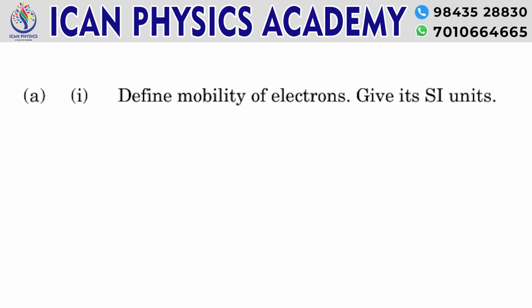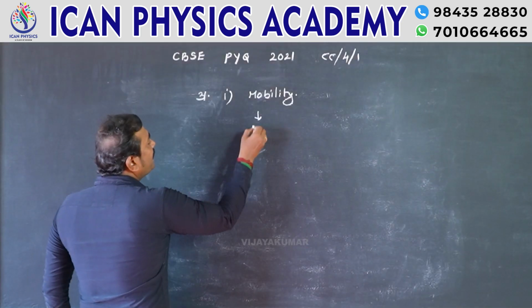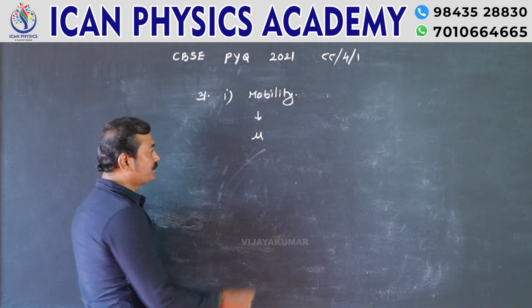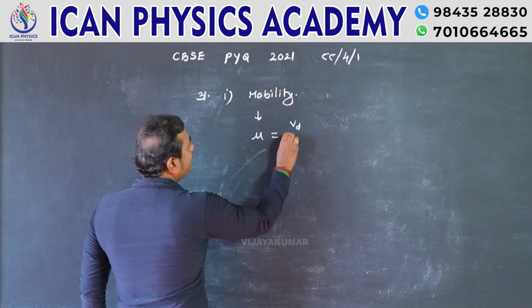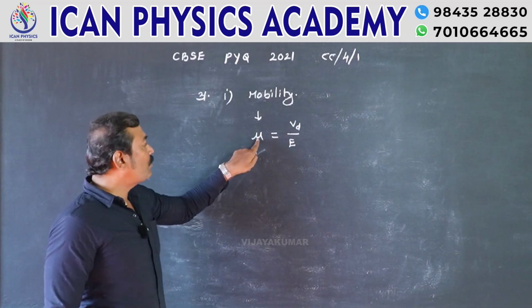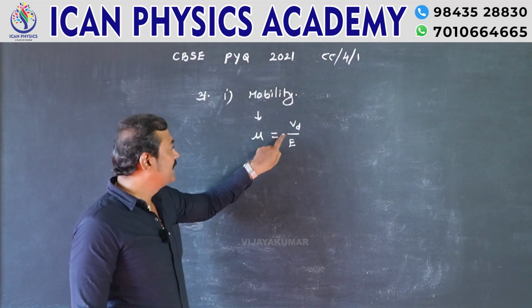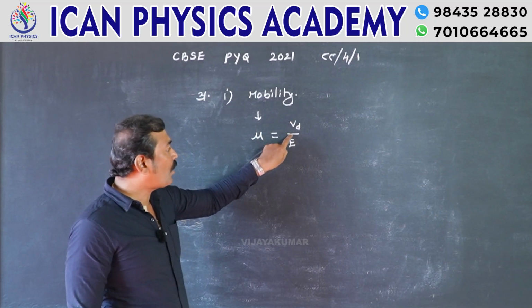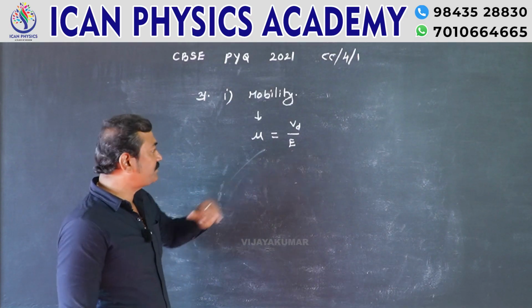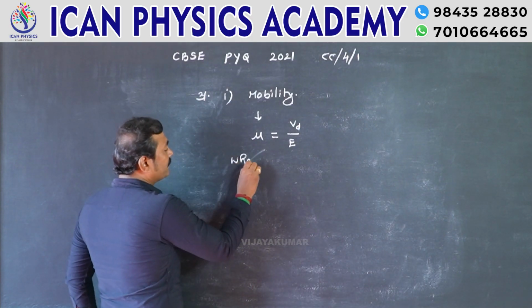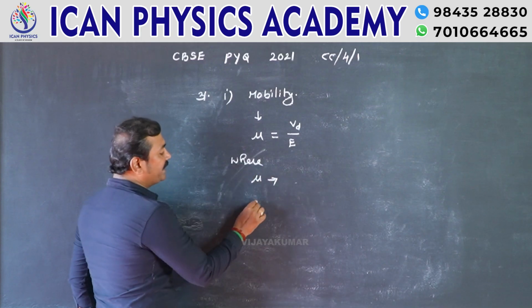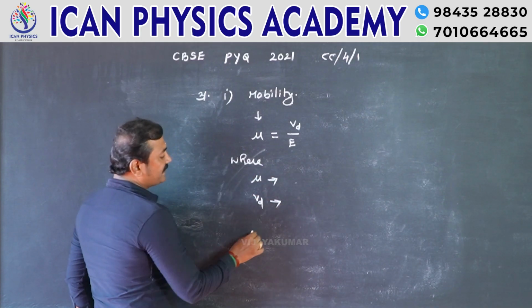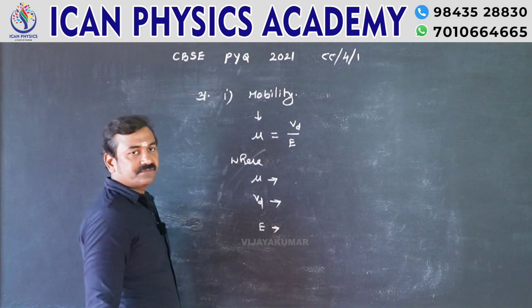Question number 31A. First question. Define the mobility of an electron. Give its SI unit. The mobility is denoted by mu. Mu equals Vd by E. Mobility is defined as the drift velocity acquired per unit electric field, where mu is the mobility, Vd is the drift velocity, and E is the electric field.